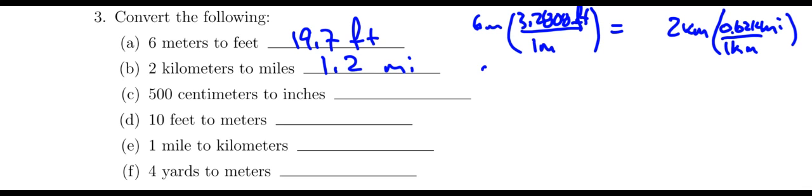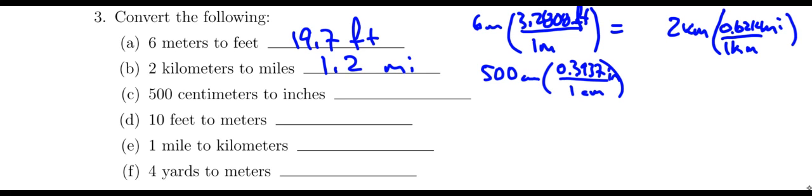Now, 500 centimeters to inches. I want the centimeter to go away. So how many inches are there in 1 centimeter? Well, that is going to be 0.3937 inches. So again, the centimeters disappear, and I get 500 multiplied by 0.3937, and the number gets smaller by a significant amount there. It becomes 196.8, rounding again to the nearest tenth, 196.9 inches.